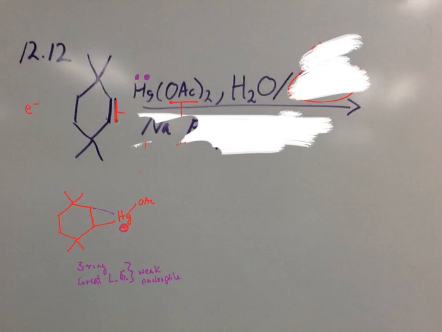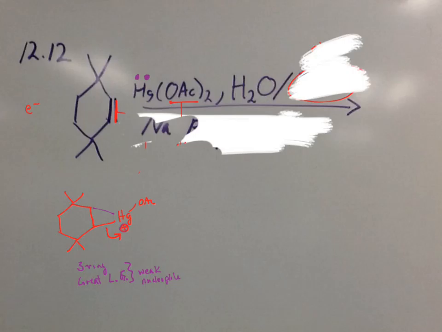Mercury wants to break off, meaning it wants to take the electrons with it. As it takes those electrons, what charge builds on the carbon? A positive. So what do we need to find? A negative, i.e. a nucleophile. So we go back to our reagents and ask, do we have a nucleophile in there?